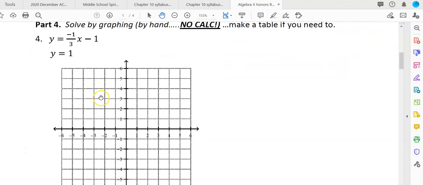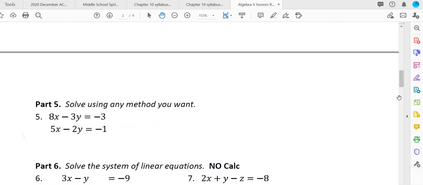By hand, this should work out a little better, hopefully. I made this problem nice. So negative 1/3 x minus 1, so negative slope. If you go down 1 and over 3 to the right, or up 1 and 3 to the left, you've got your points. It goes through all those nice points there. And it goes through this line here, y equals 1, so it does hit there at negative 6, 1. So that's your solution. Make sure you write your answer there.